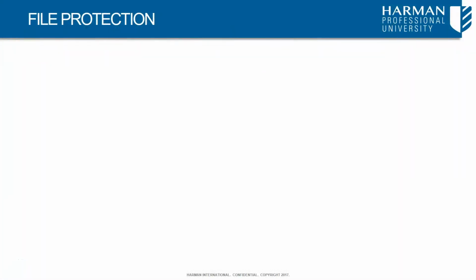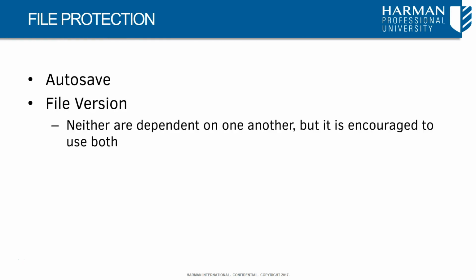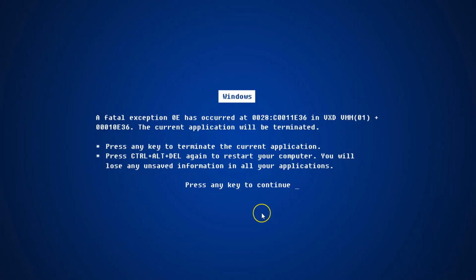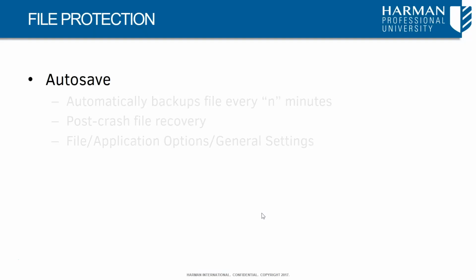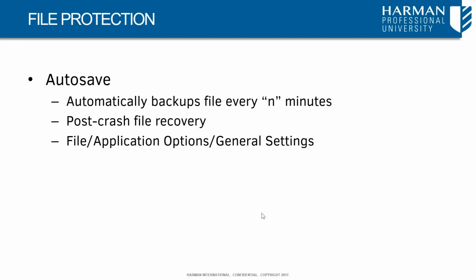Next, we'll configure Audio Architect to protect ourselves against data loss. There are two useful features to help us accomplish this: autosave or file version. Please note these two features are independent of one another, but it's encouraged to use both. If Audio Architect is not shut down correctly due to either a software crash, a computer crash, or even being forced to use the task manager to kill Audio Architect, the autosave feature can be a lifesaver. Bottom line, it is used for post-crash file recovery.